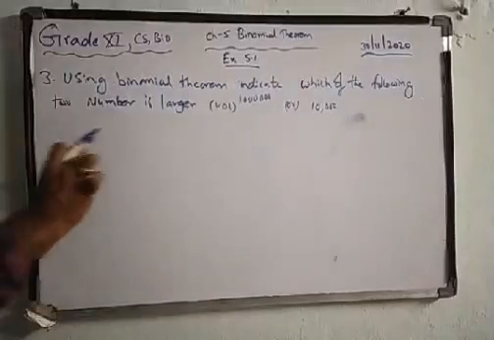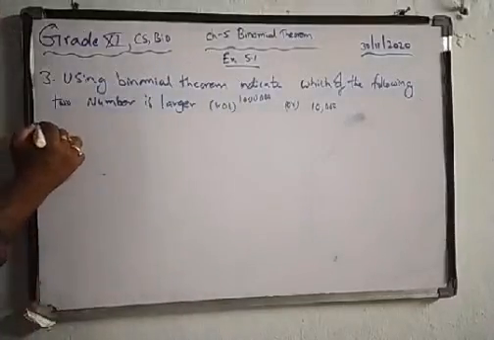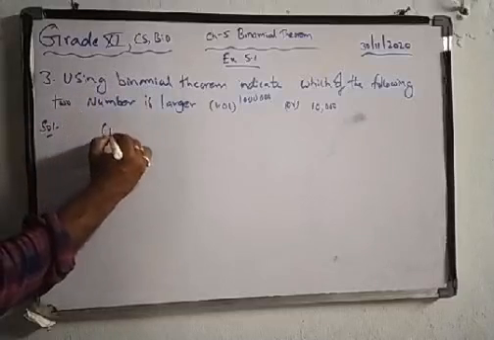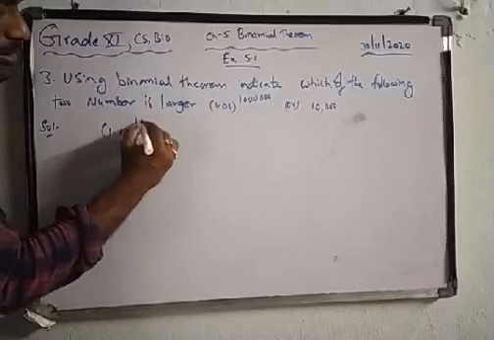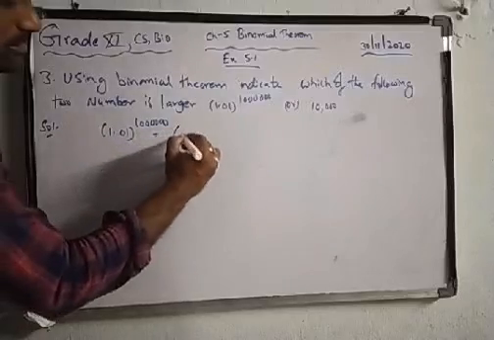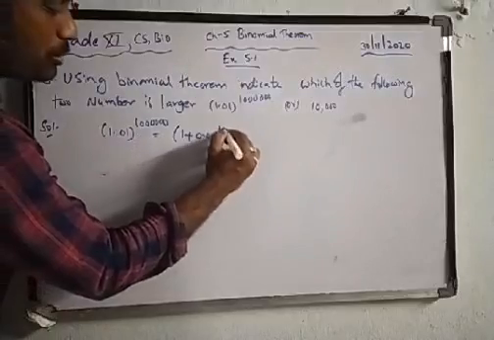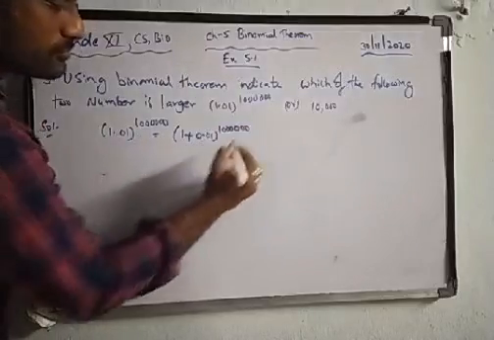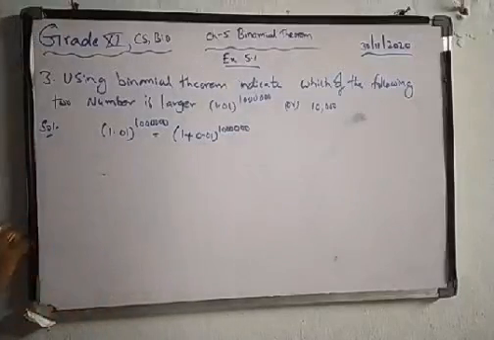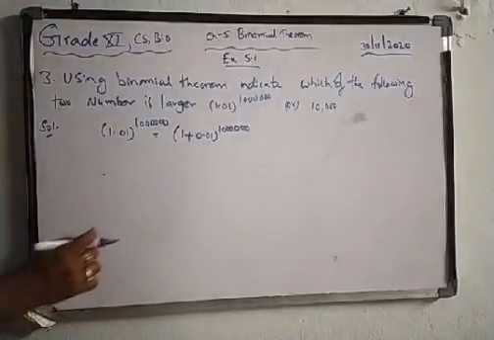So among these two, we have to see which one is larger. Let us start by using the binomial theorem solution. First let us take 1.01 with 6 zeros. This can be written as (1 plus 0.01) whole to the power of 10 lakh.